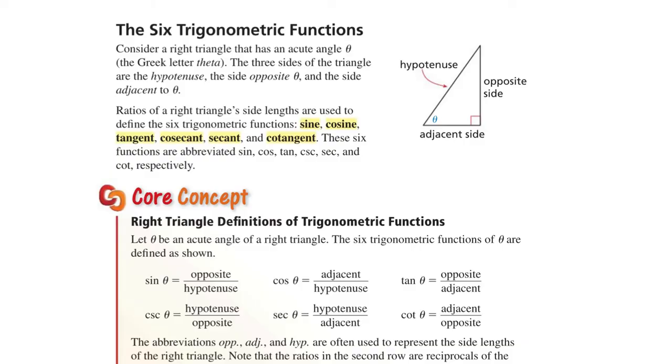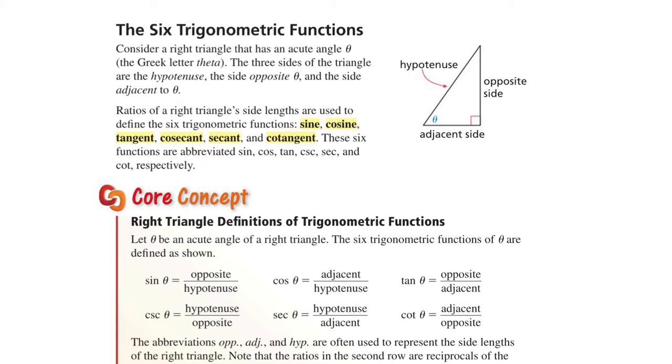So in this video, we're going to be working with the 6 trigonometric functions. Trigonometry is the study of the relations between angles and sides of a right triangle. We have six of them. We have sine, cosine, and tangent, and then cosecant, secant, and cotangent. The last three, cosecant, secant, and cotangent, are the reciprocal of sine, cosine, and tangent.